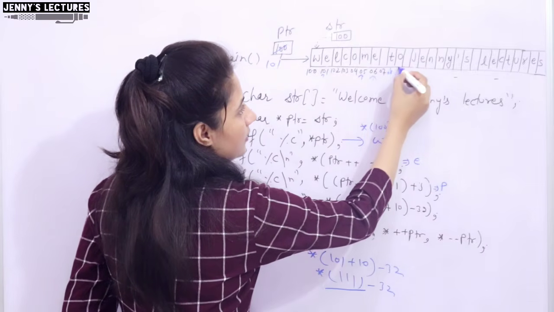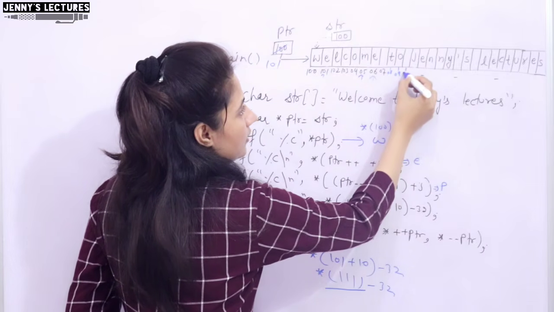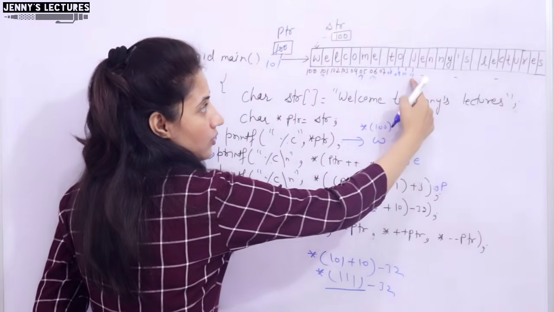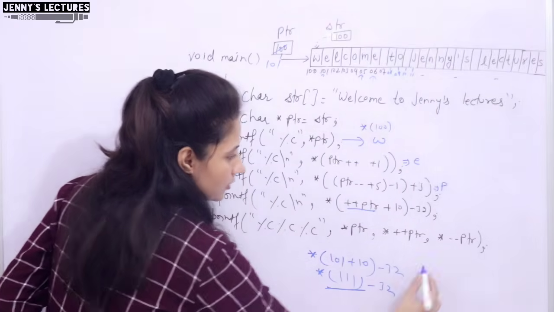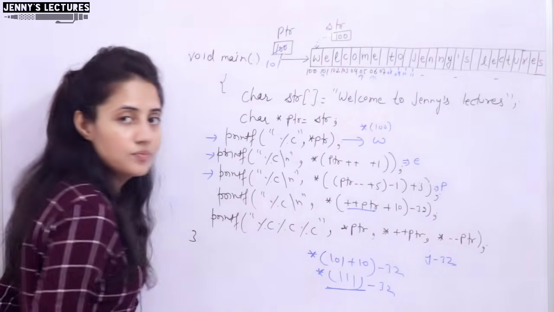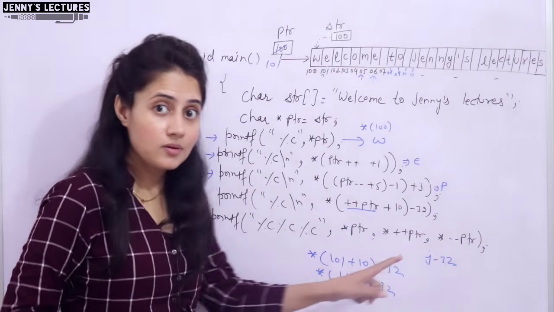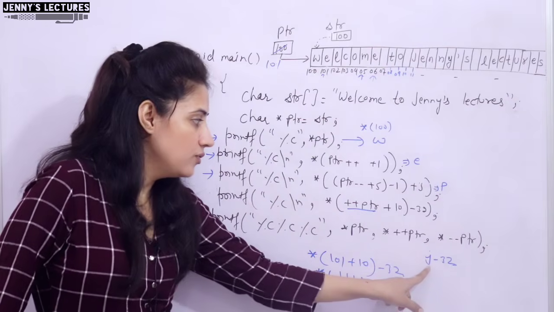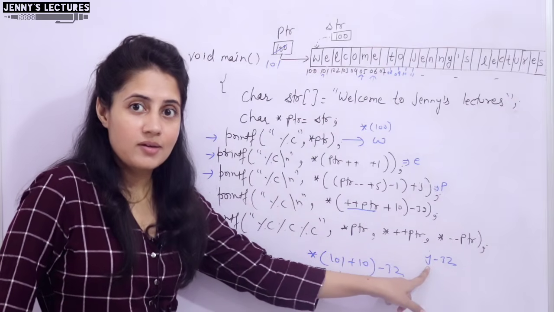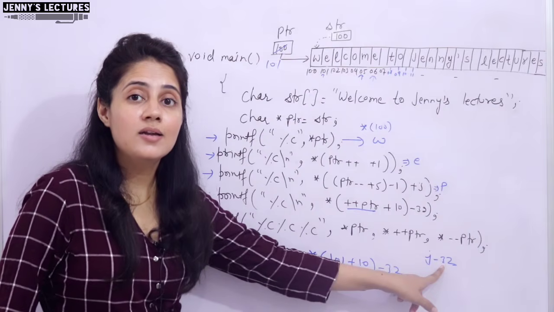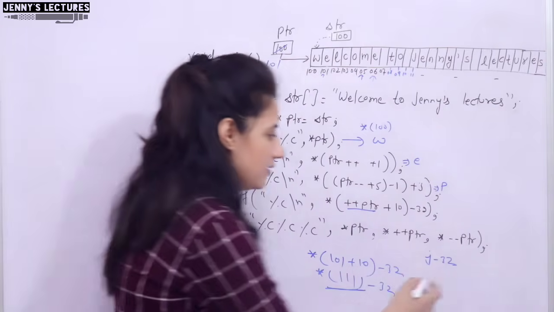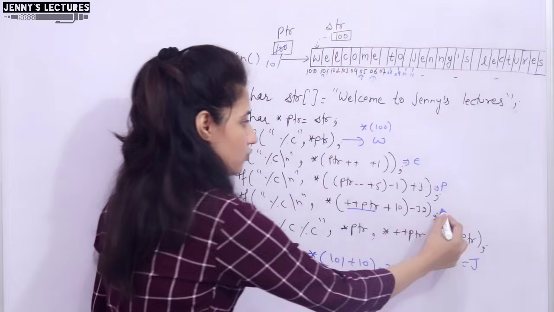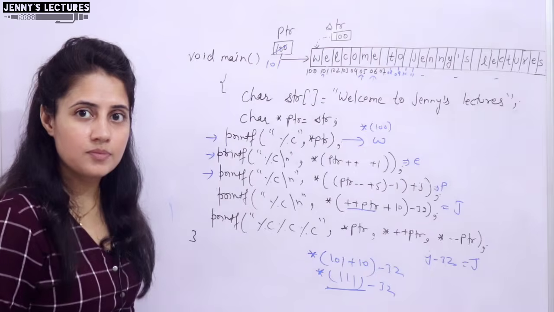07, it would be 08, 09, it would be 10, and it would be 11, right? So at 111, what would be the value? J, small j, minus 32, means now we have got the value. So minus 32 would be from the ASCII value of this j, and if you do minus 32, then you will get capital J, right? I hope you got this ASCII value of capital J. So the answer of this would be capital J, right?